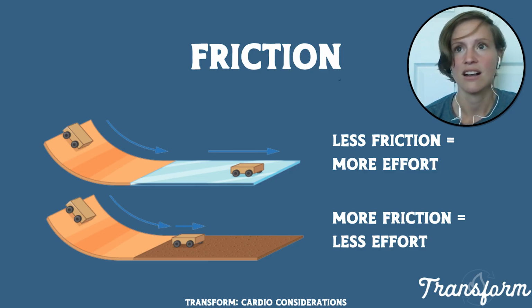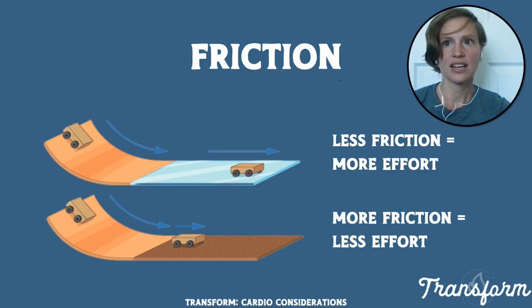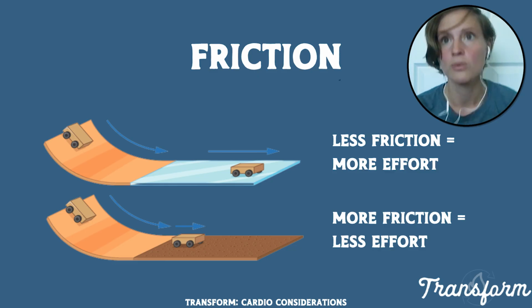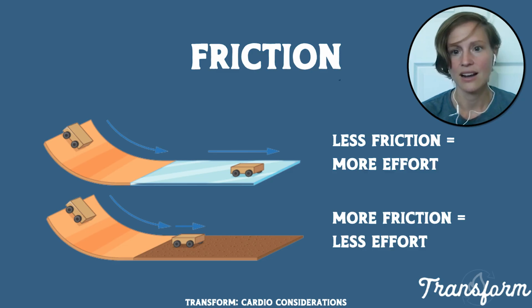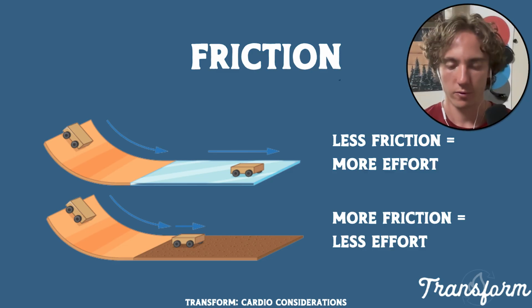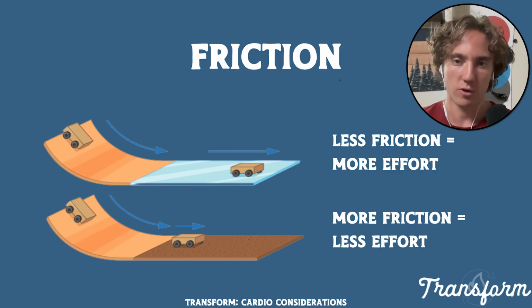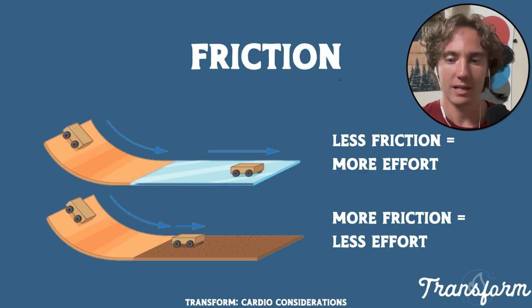Friction on an elliptical would be the friction of the actual machine moving itself. Friction in water would obviously be the drag of you trying to propel yourself through the water. And we all know with friction, if you're sliding on an icy surface, you can go way further with a lot less effort. When it comes to zone 2 in cardiovascular work, the modalities that have less friction are going to require the most effort. And the modalities with the most friction will require the least effort.